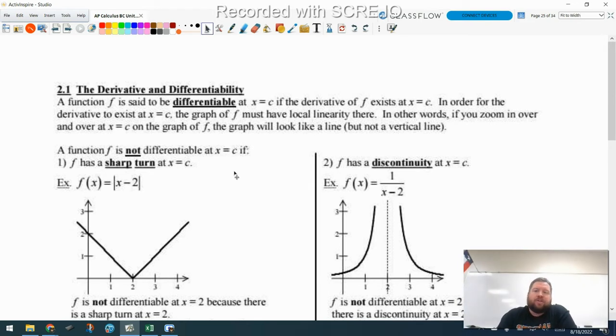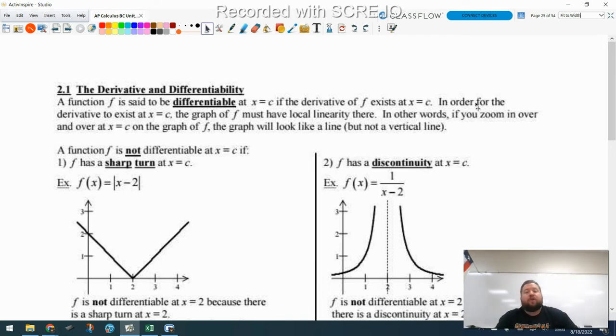If we say a function f is differentiable at x equals c, that means the derivative of that function exists at x equals c. And differentiability is looking at whether the derivatives of things exist or whether they don't exist.